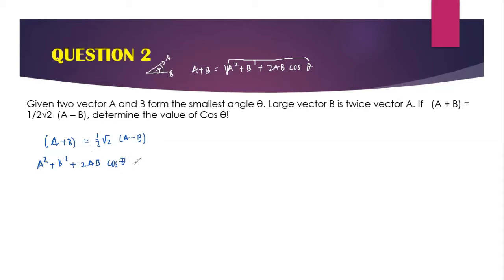Okay, clear? Equals a half root of 2. Open the bracket again: A squared plus B squared minus 2 times A times B cosine theta, right? Is it, everyone? But in square root.